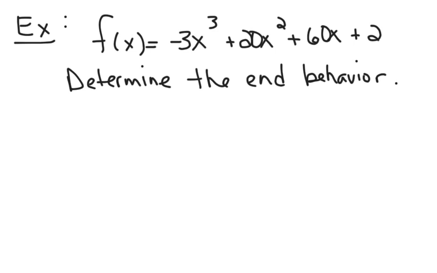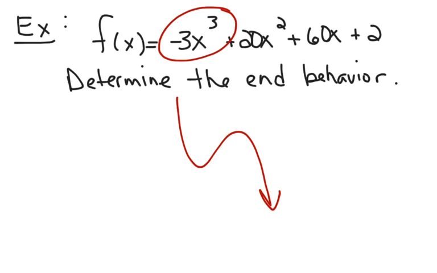So we want to determine the end behavior of the polynomial function f of x equals negative x cubed plus 20x squared plus 60x plus 2. Now, I don't even need to see what the graph looks like on the graphing calculator. If you want to graph it on the graphing calculator, you can. I just know that because the biggest exponent is 3, and because the leading coefficient is negative, the graph is going to look something like this. So if you graph it on your calculator, you get something of that general shape.